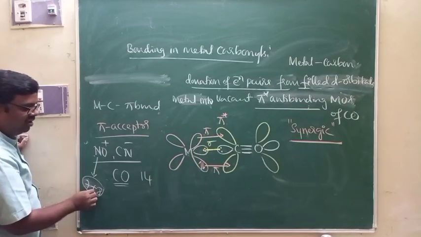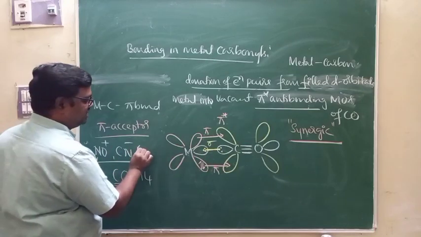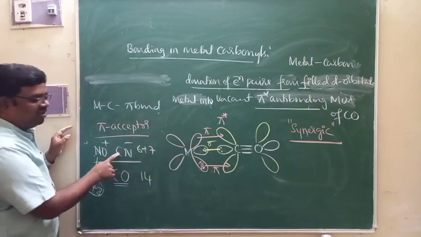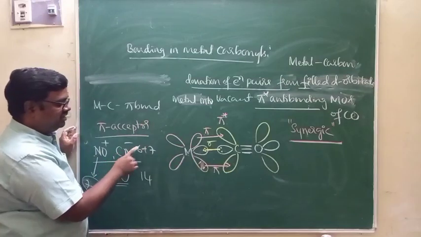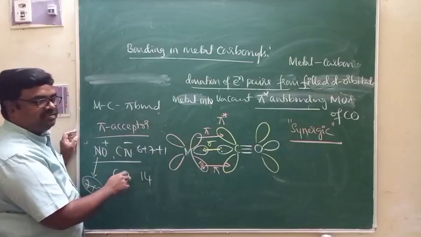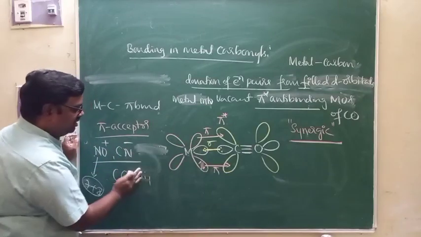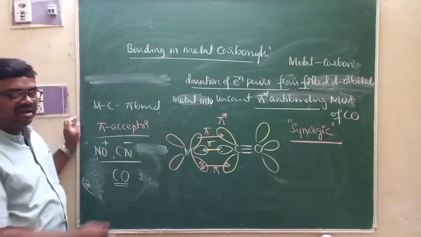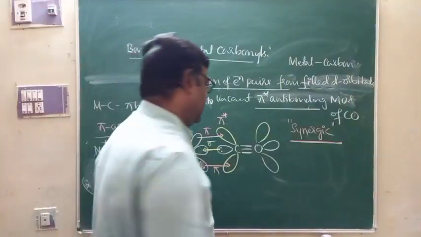NO plus has 14. CN minus: 6 plus 7. Atomic number of carbon is 6, atomic number of nitrogen is 7, that is 13, and minus charge makes it 14. That means all these three species are characterized by 14 electrons. They are isoelectronic species. All are pi acceptor ligands.